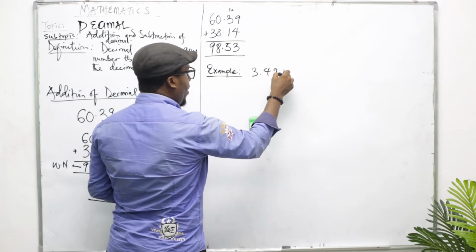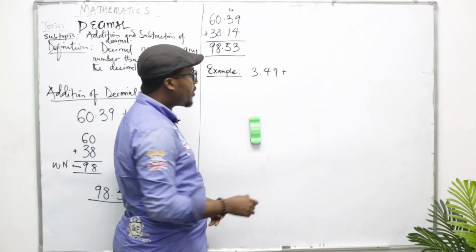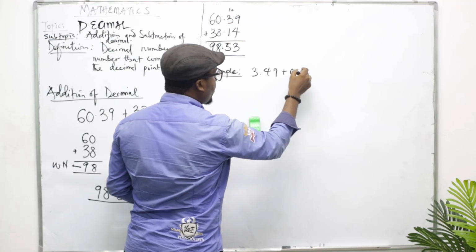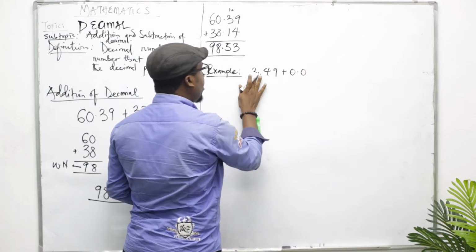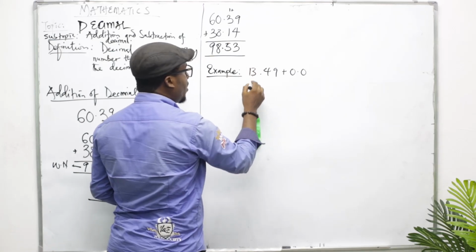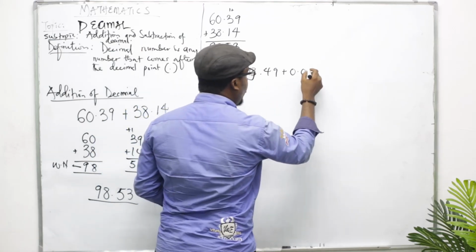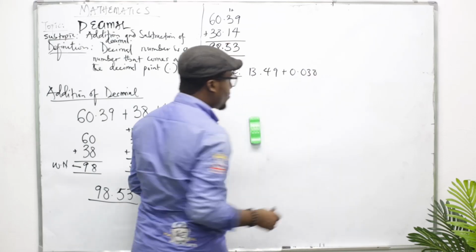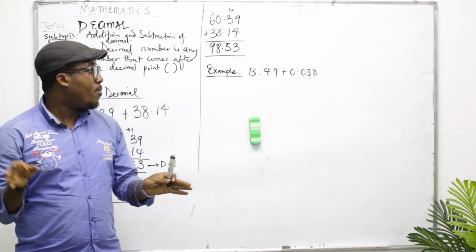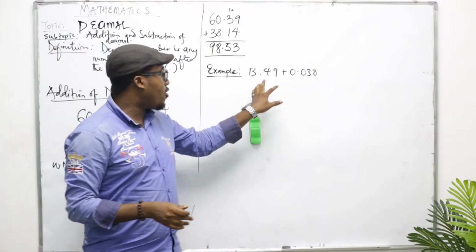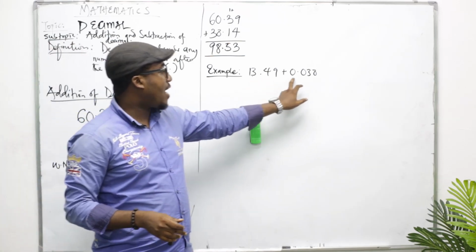Let me put 13.49 plus 0.038. Your mind will go straight away to matching numbers, to match all the numbers, because there are 4 digits over here, and there are 4 digits over here.